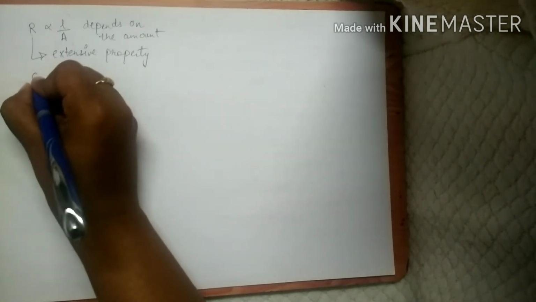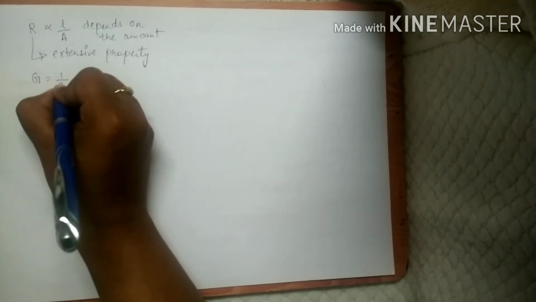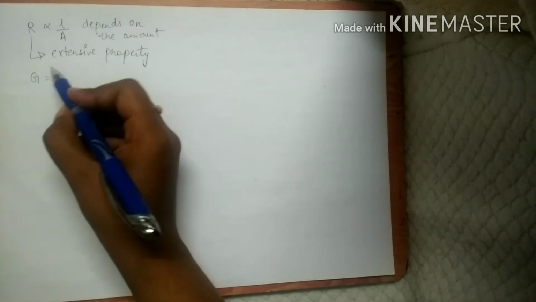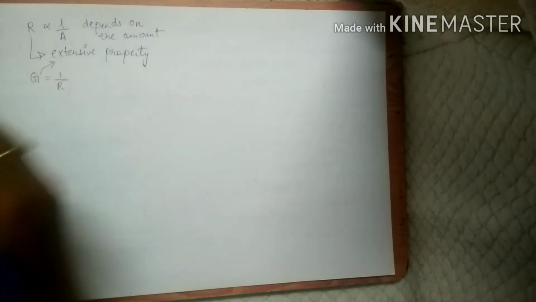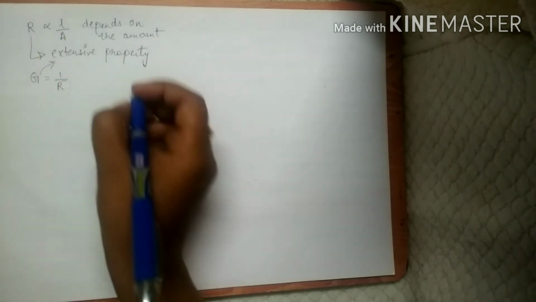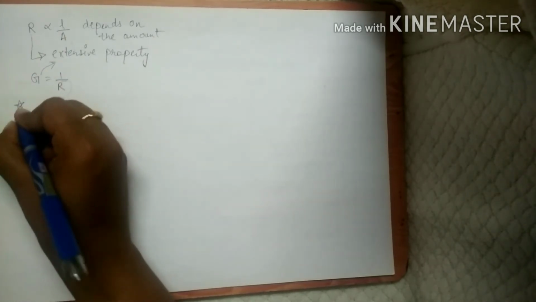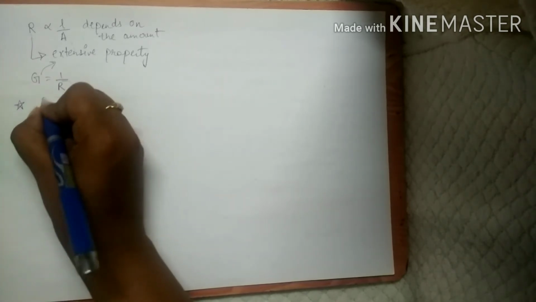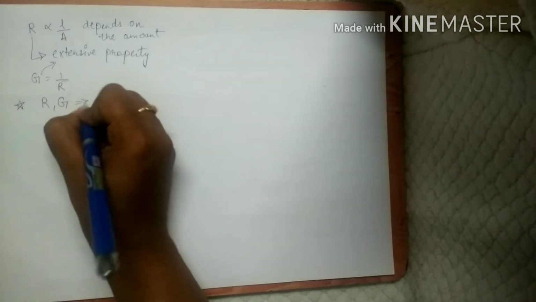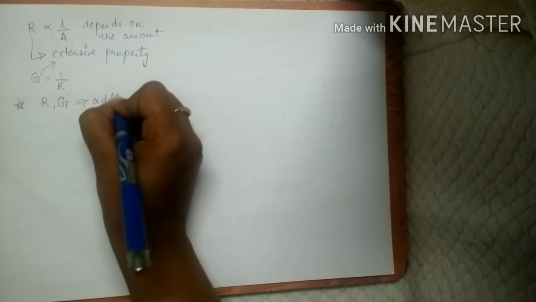So now if we look at G, then G is equal to 1 by R. If R is extensive, then G is also going to be an extensive property. One thing which you can star mark is that all the extensive properties are additive in nature. So your R and G both are going to be additive in nature.